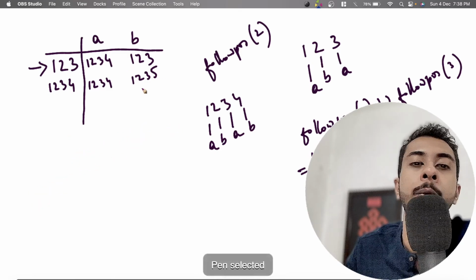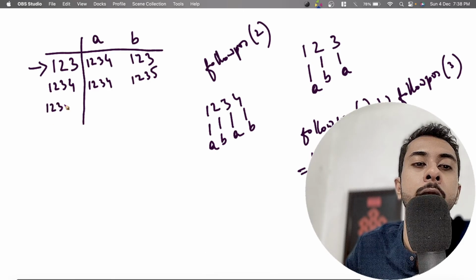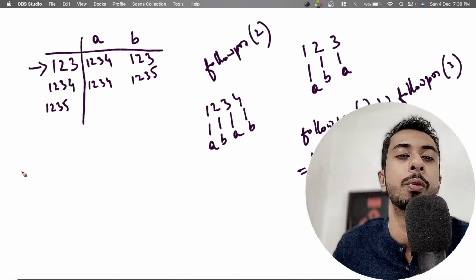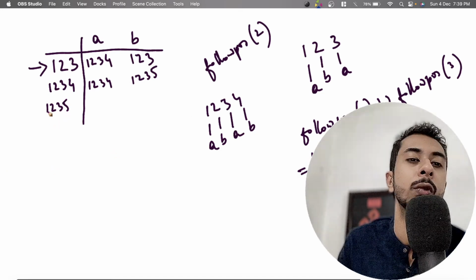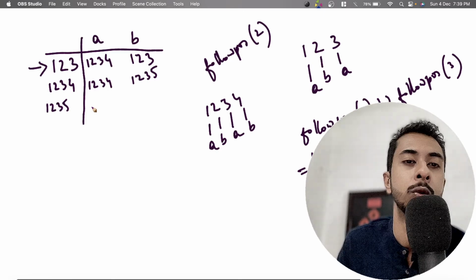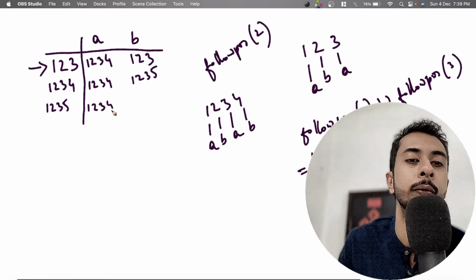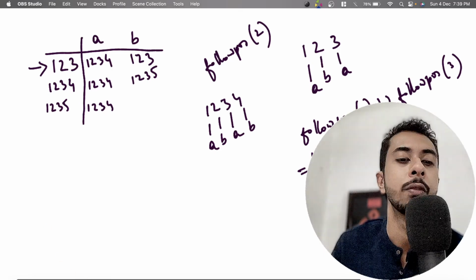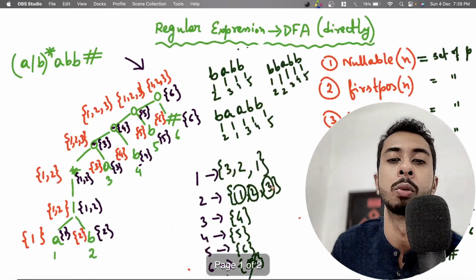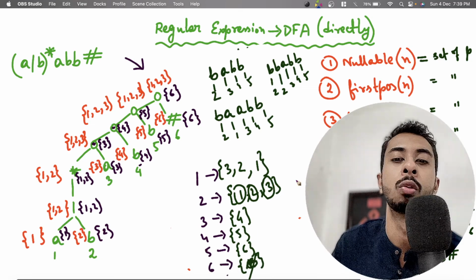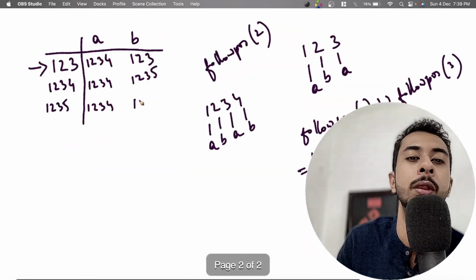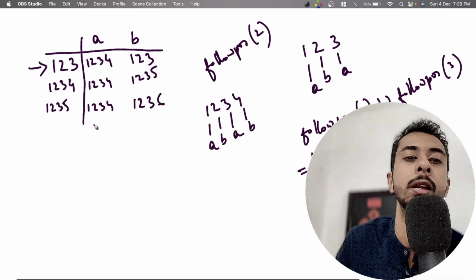Next, we have got a new state 1 2 3 5. From 1 2 3 5, which positions are corresponding to A? 1 and 3. So again, this will be 1 2 3 4. What are corresponding to B? 2 and 5. You can check the Followpos: 2 is 1 2 3, 5 is 6. So it will go to 1 2 3 6. Now again a new state.